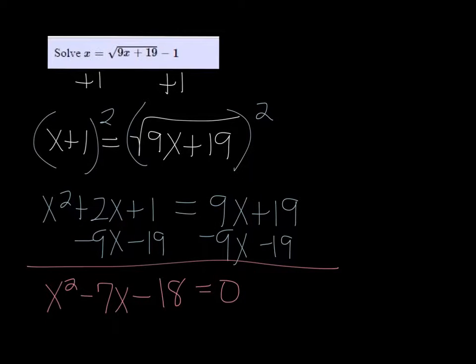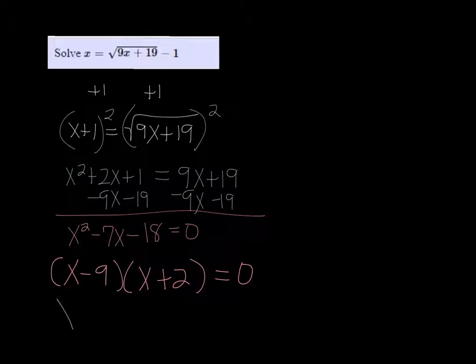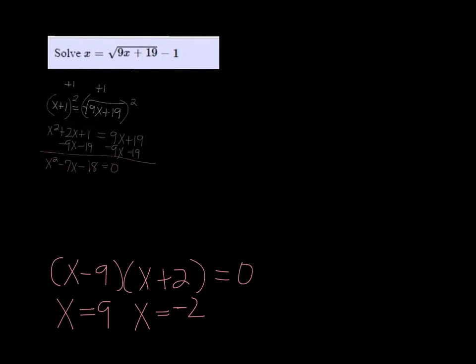This should factor for us. So let's see, factors would be x minus 9 and x plus 2. Giving us values, if we solve for x, x equals 9 or x equals negative 2. Now this is a radical equation, so you always have to check your answers. So let's squish this up.